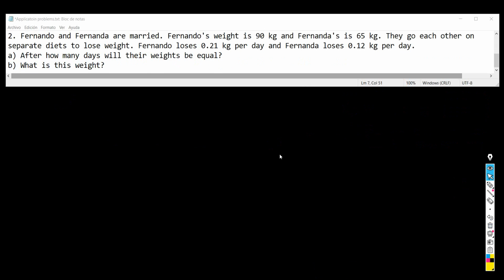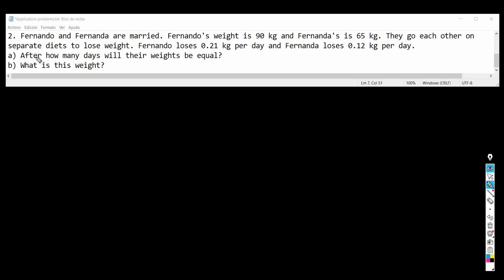Problem number 2. It goes like this. We have Fernando and Fernanda, who are married. We have a couple right here. Fernando's weight is 90 kilograms and Fernanda's is 65 kilograms. They each go on separate diets to lose weight. Fernando loses 0.21 kilograms per day and Fernanda loses 0.12 kilograms per day. Okay, that is the context.